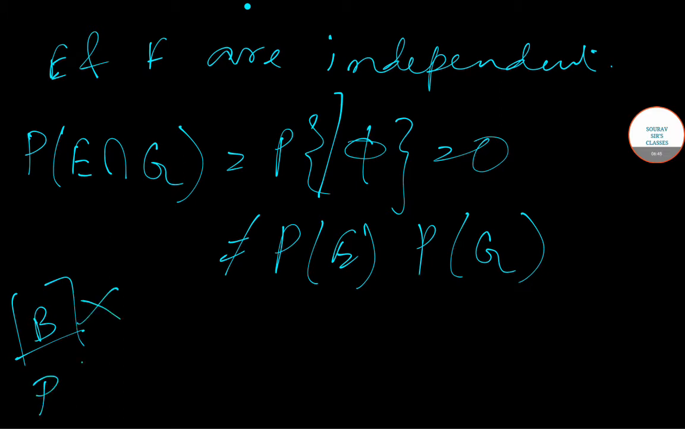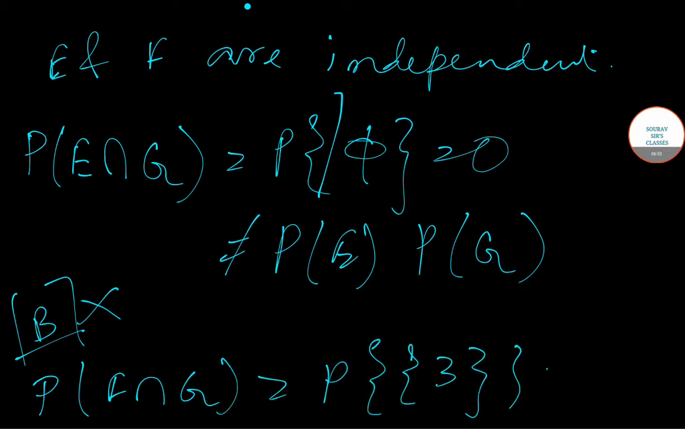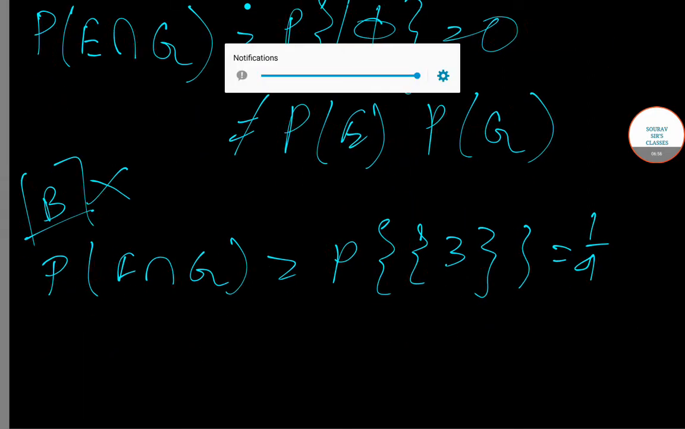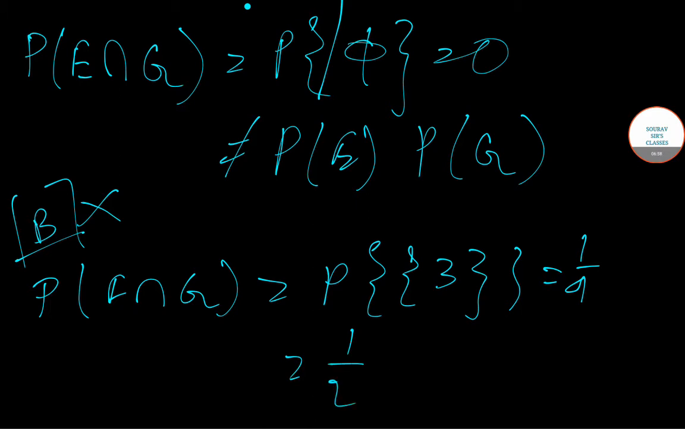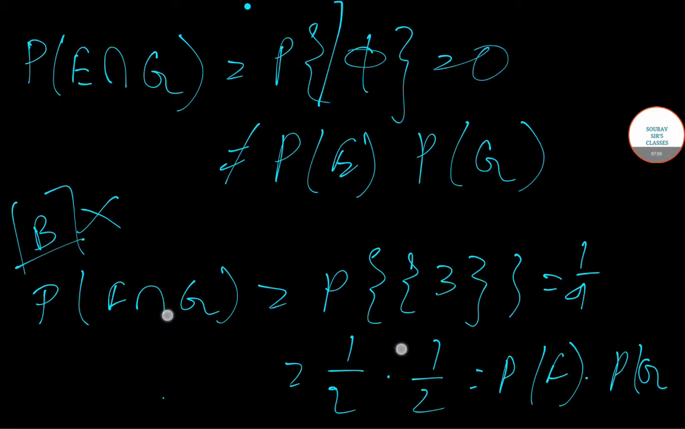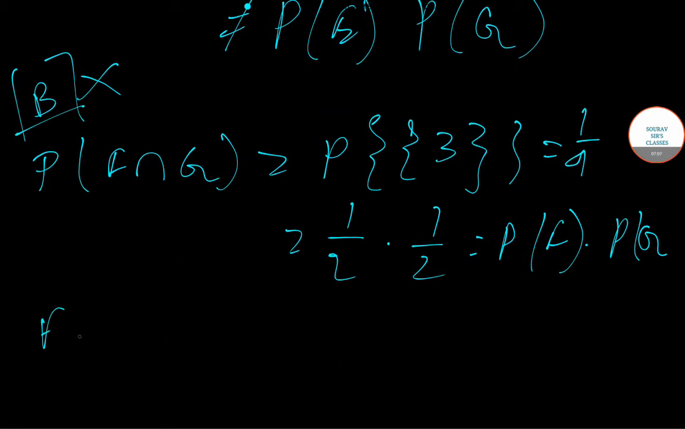Now the probability of F intersection G is equal to the probability of {3}, which is equal to 1 by 4, which is equal to half multiplied by half, which is equal to the probability of F multiplied by the probability of G. So F and G are also independent.